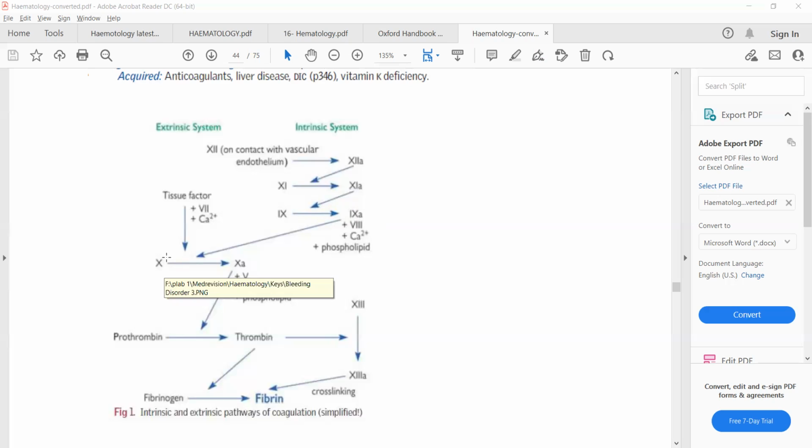So again, remember these clotting factors 3 and 7 are a part of the extrinsic system, and 9, 11, and 12 are a part of the intrinsic system, and factor 10 is common to both. So when factor 10 is activated, it leads to conversion of prothrombin to thrombin, and thrombin then converts fibrinogen to fibrin. And this fibrin is then deposited in the platelet plug and leads to the formation of a blood clot.